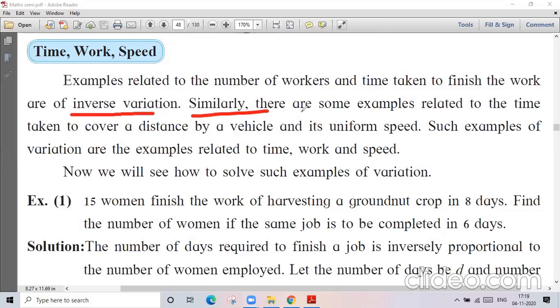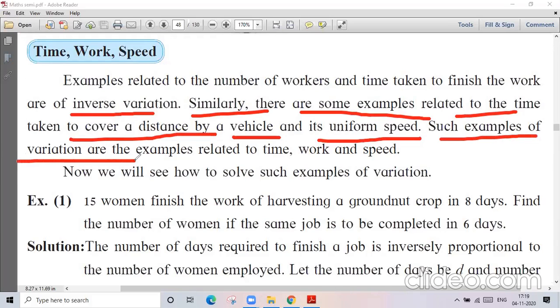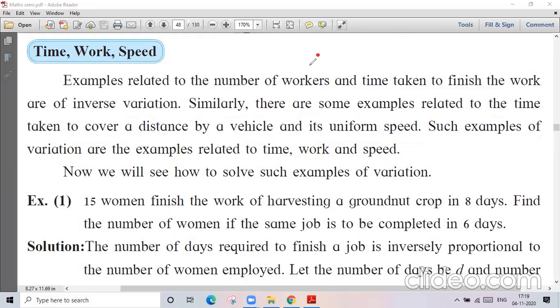Now, similarly, there are some examples related to the time taken to cover a distance by a vehicle and its uniform speed. Such examples of variation are the examples related to time, work, and speed. Right? So, what is speed, guys? Speed is equal to distance upon time. Distance covered upon time. Now this has become science for you. Don't worry. So, speed is distance upon time.